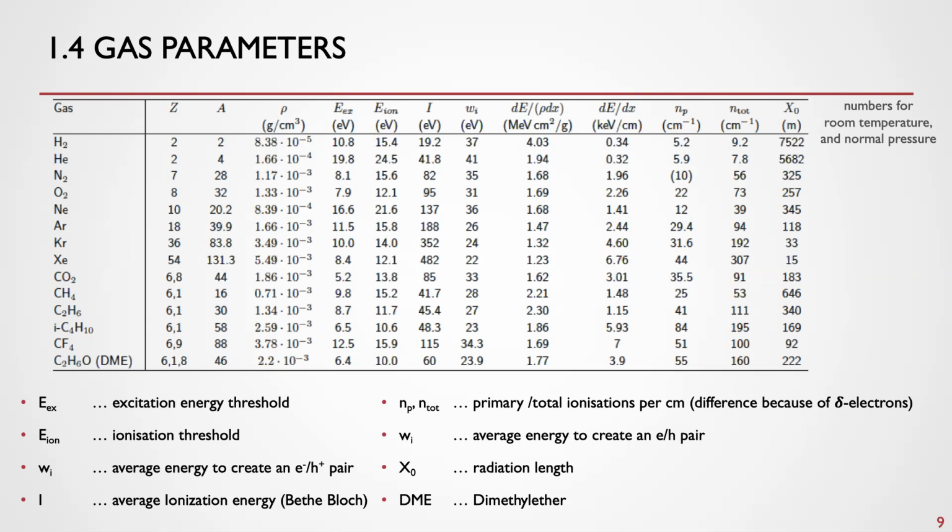Other important gas parameters are listed here. DME is a commonly used gas because it's cheap. It is dimethyl ether, something that I always forget. That's why I wrote it down. Argon, krypton, and xenon are extremely expensive.